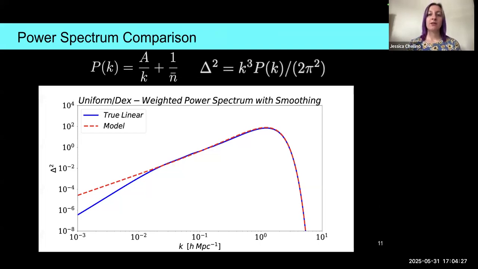So here I'm showing the dimensionless power spectrum, delta squared. This is because our power spectrum really enters our covariance with the weighting given by the dimensionless power spectrum. So here our model is the dashed red line, and the true power spectrum, or the CAMB power spectrum, is the blue solid line. And you can see that they match up pretty well, except for at low values of k. However, this deviation at low k does not have a significant effect on our covariance matrix, so our power law model for the power spectrum is accurate to use.